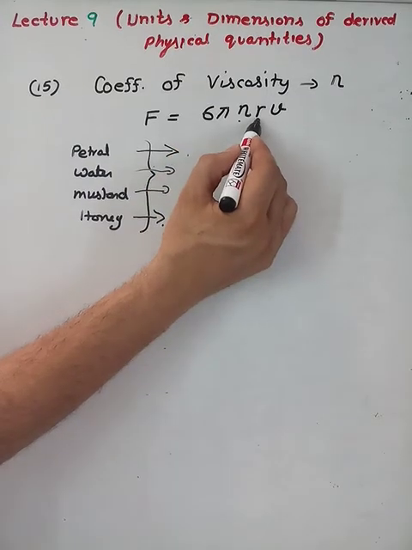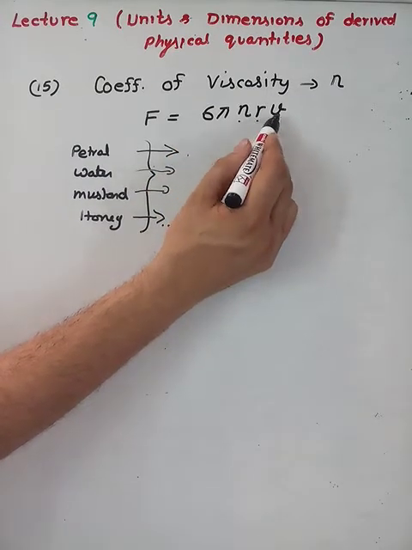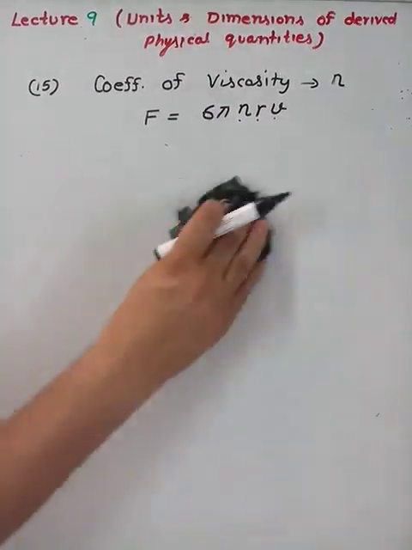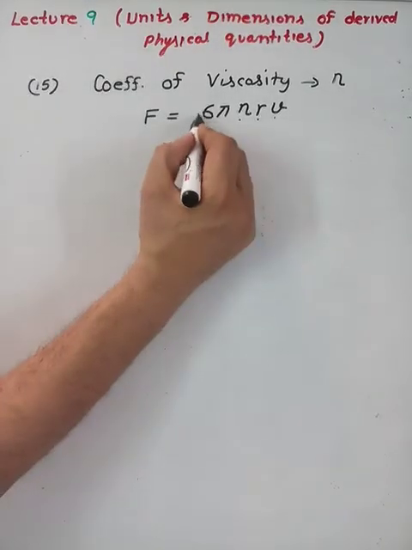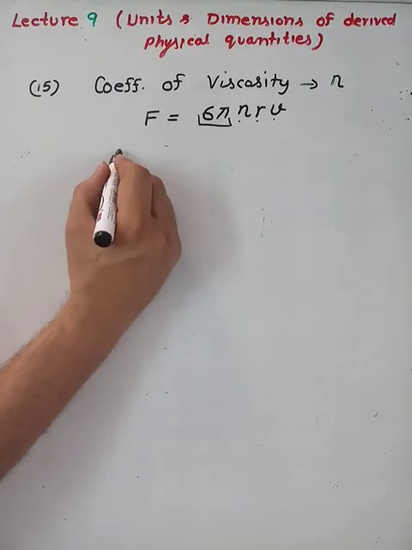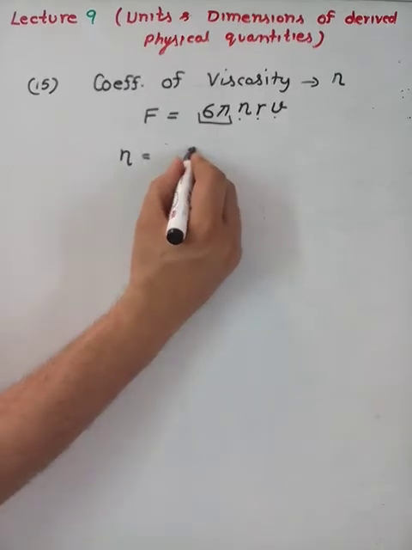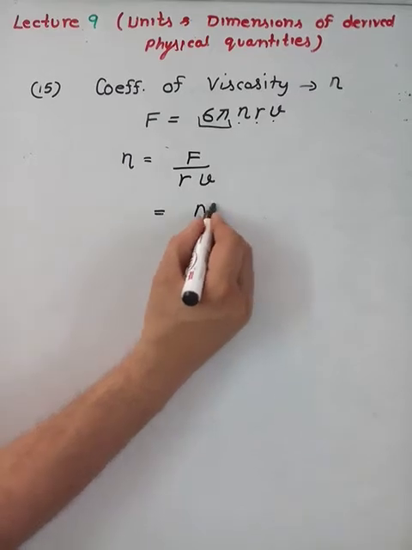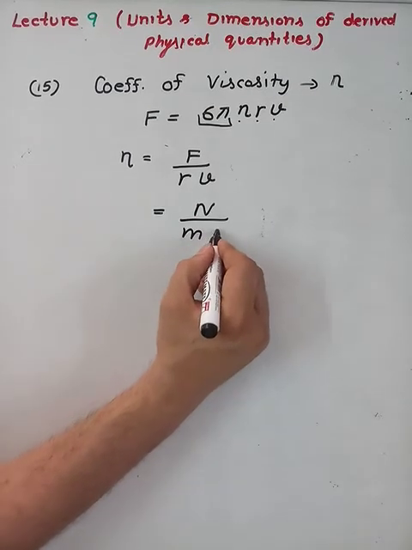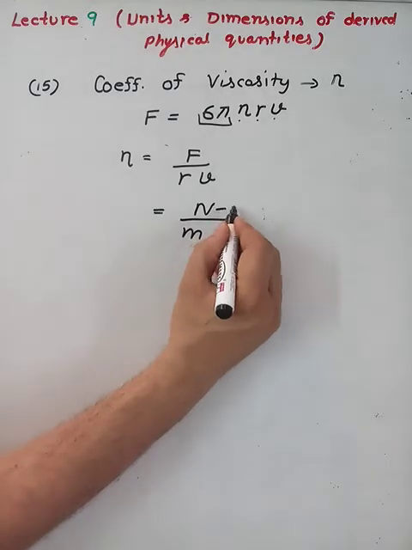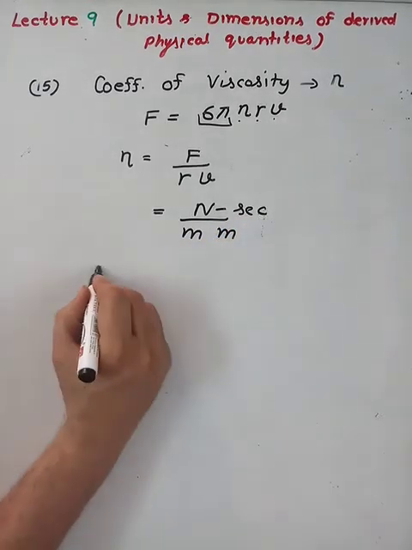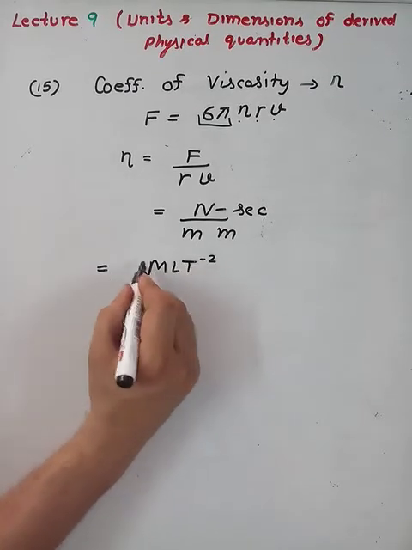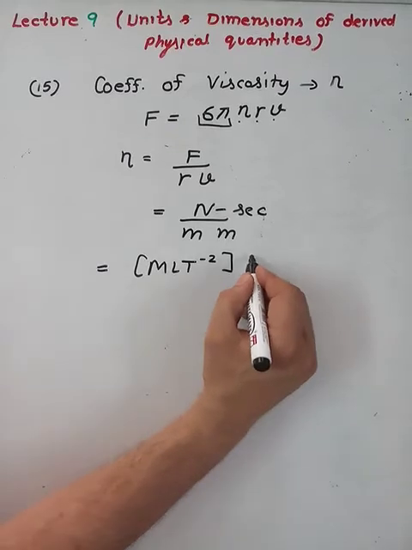This R is the radius of the body, therefore its unit will be meter, and V is the speed of the body in a liquid medium. F is the force. So this 6 pi is dimensionless and unitless. Therefore, eta is given as F upon RV. What is F? F is Newton, R is meter, velocity is meter per second. This second moves to the numerator. If we find the dimension, Newton means force. Force has dimension MLT minus 2.